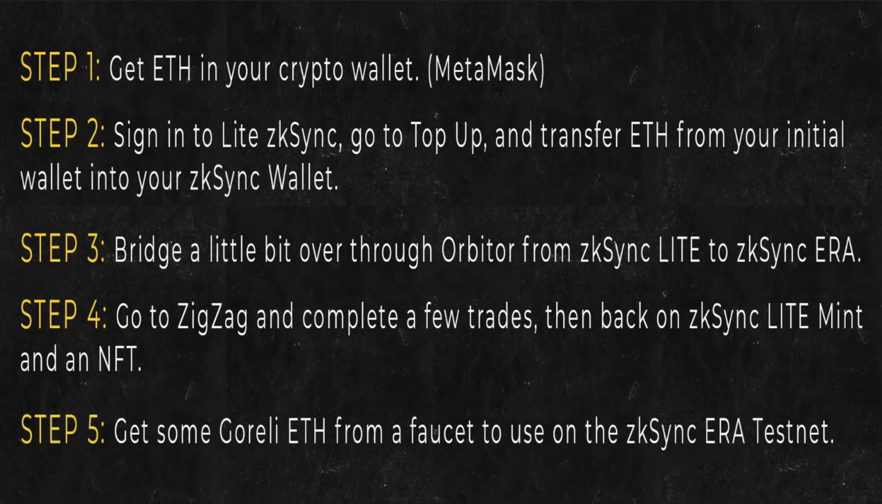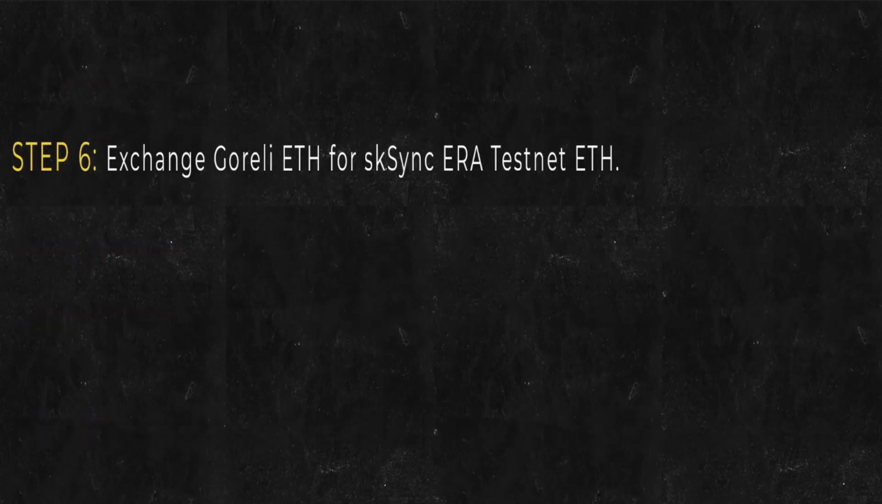Step 5, we're going to get some Goerli ETH from a faucet to use on the zkSync Era Testnet. And Goerli ETH basically is fake Ethereum. It's the Testnet Ethereum, monopoly money. We're not using real money. Testnet is fake. Step 6, we're going to exchange that Goerli ETH, that fake Ethereum, for zkSync Era Testnet Ethereum.